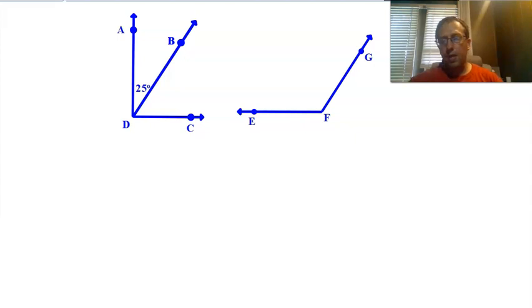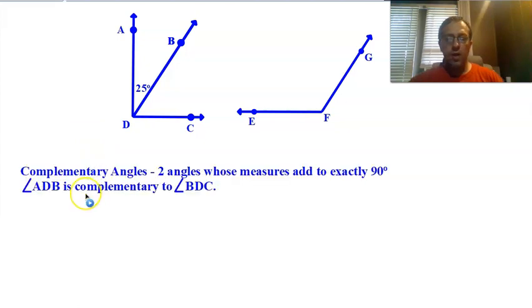Okay. Now, a couple other things. First, where's my button? There. Complementary angles. Complementary angles are two angles whose measures add up to exactly 90 degrees. Okay? We can use this for various things. It's going to tell us that angle ADB is complementary to angle BDC. So ADB, that's this one right here, that's 25 degrees, is complementary to angle BDC.